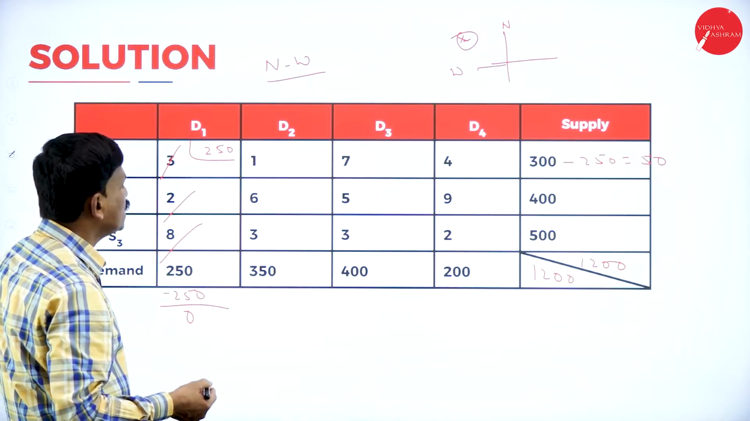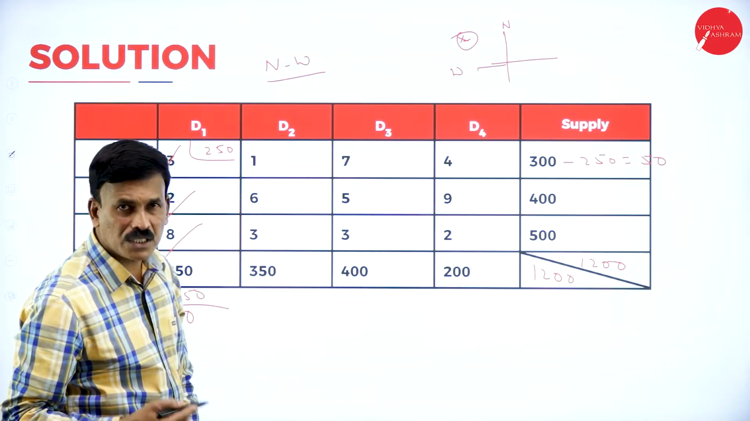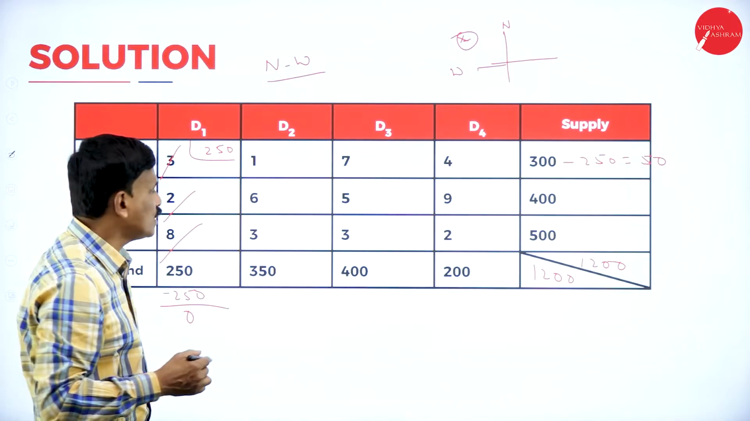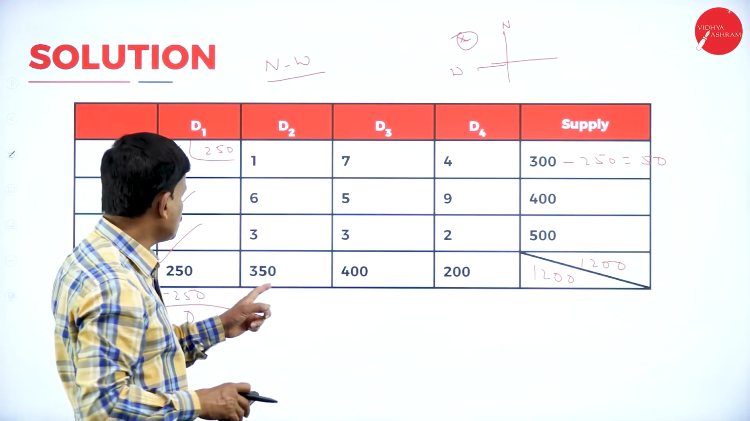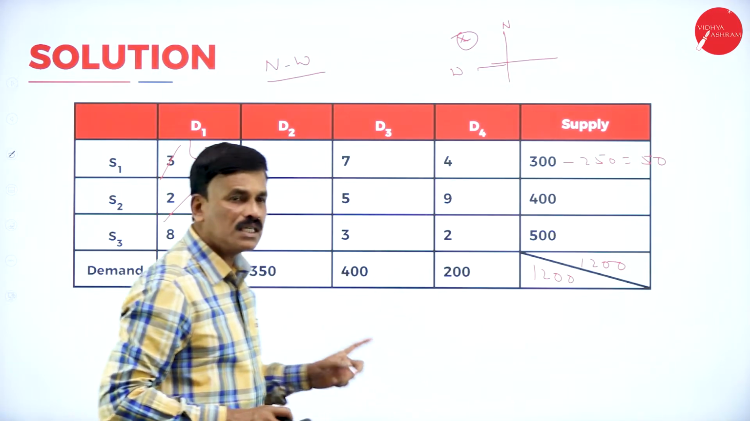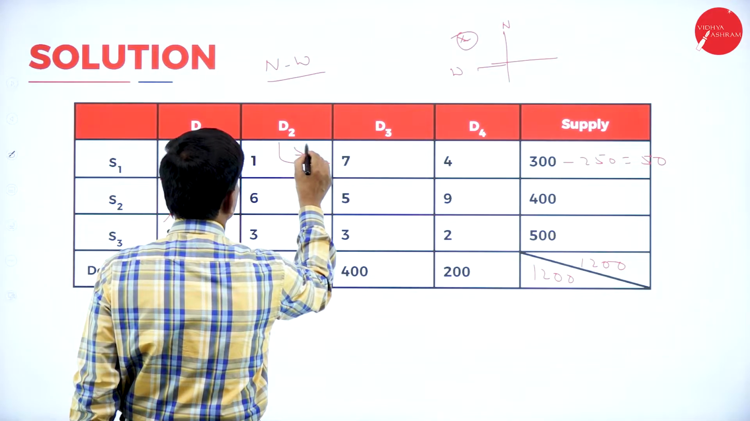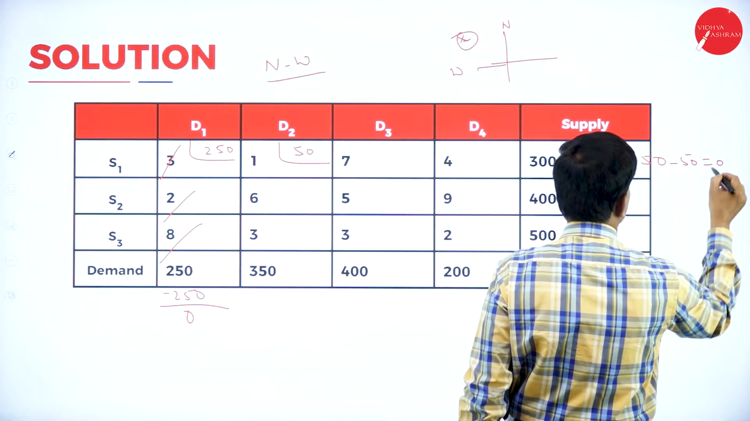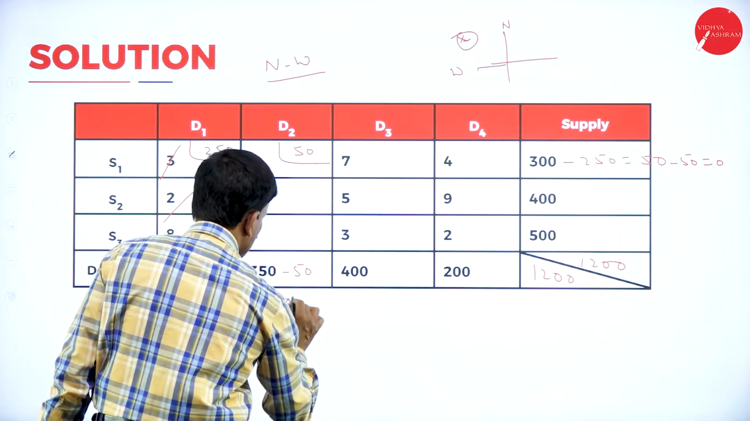Now let us come to the next. Let's find the next northwest element. The next northwest element is 1. Just see the demand and the supply. Here the demand is 350 and the supply is 50. The minimum of 350 and 50 is 50. You can allocate 50 here. Once you allocate 50, 50 minus 50 is equal to 0. 350 minus 50 gives 300.